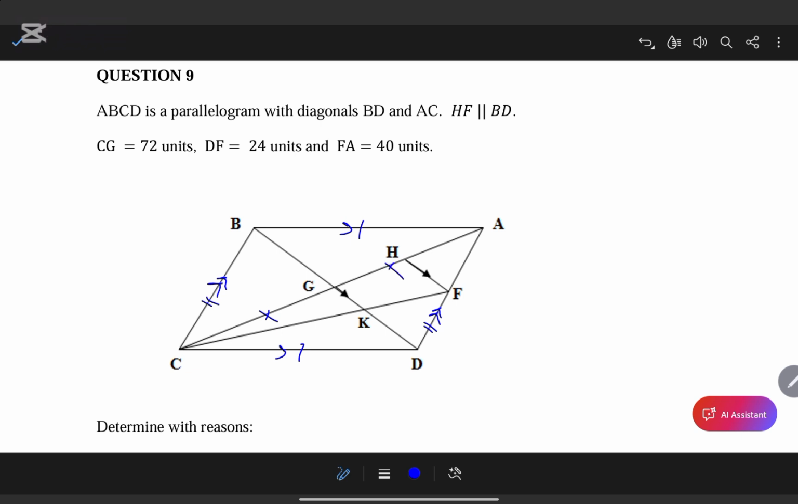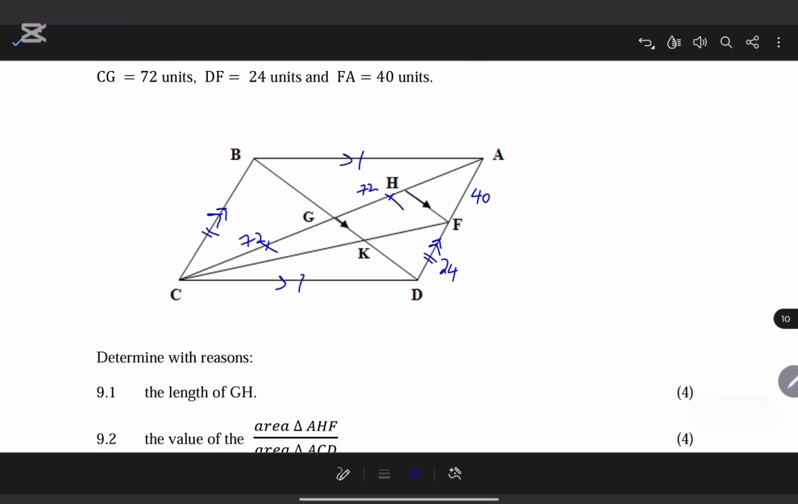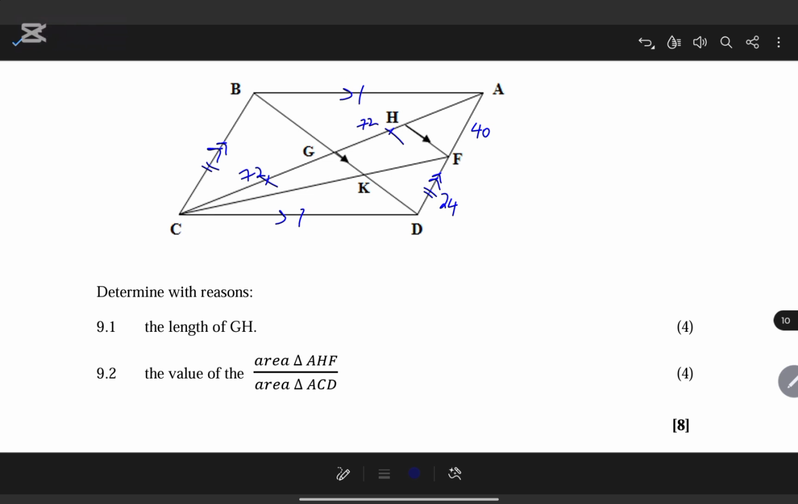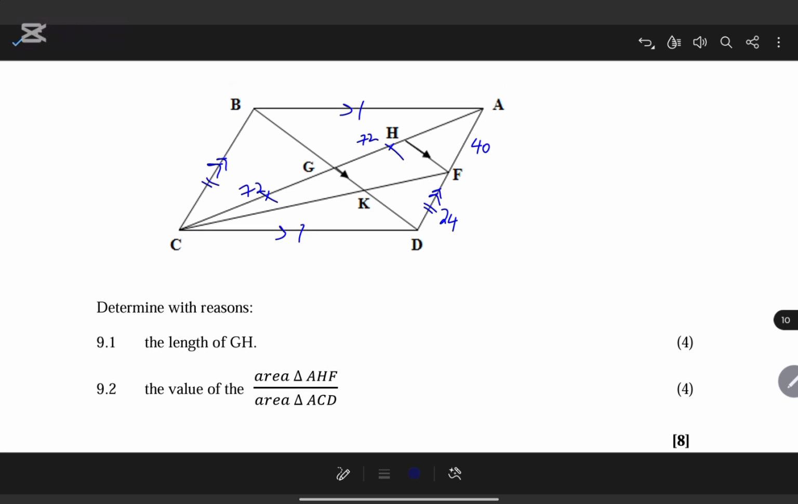Now let's see. They said the length CG is 72 units. So CG is 72 units. Therefore GA is also 72 units. They say DF is 24 units, and FA is 40 units. Now they say determine with reasons the length of GH. So let us go and look at GH, where it is.